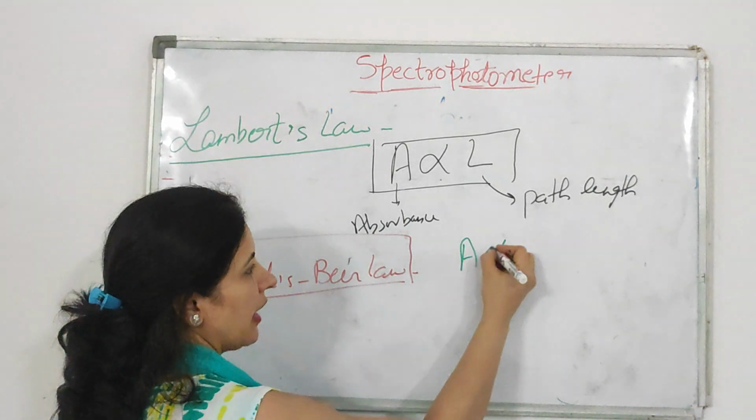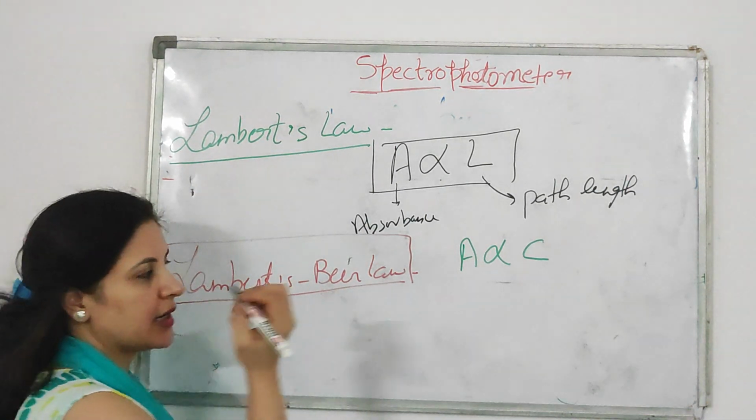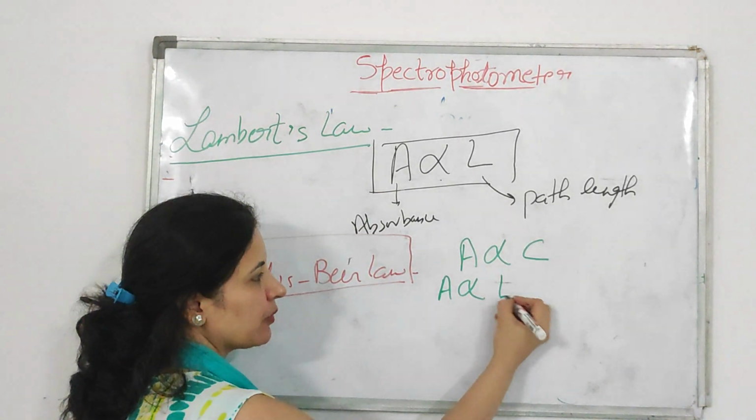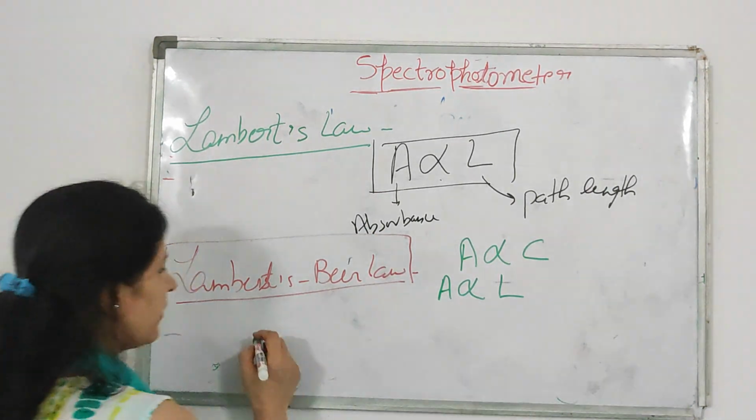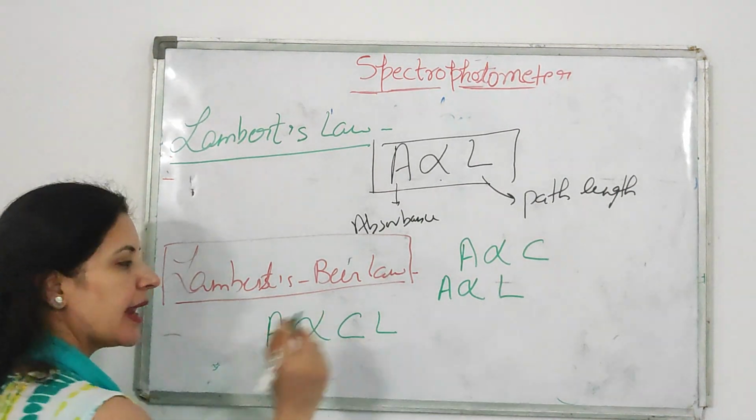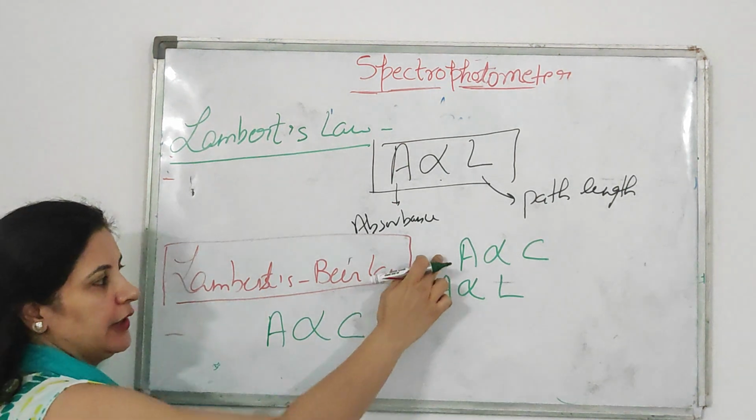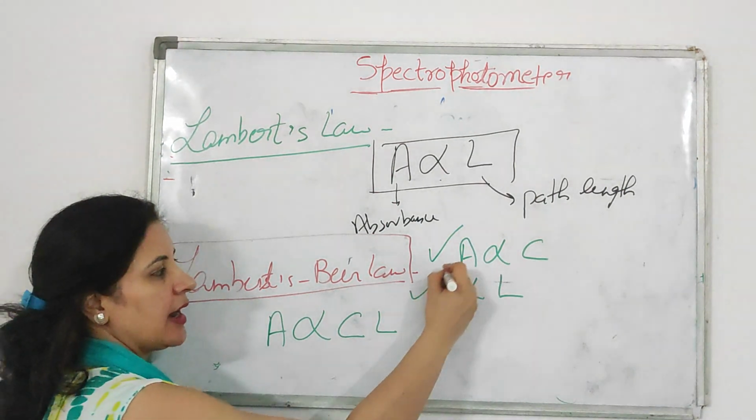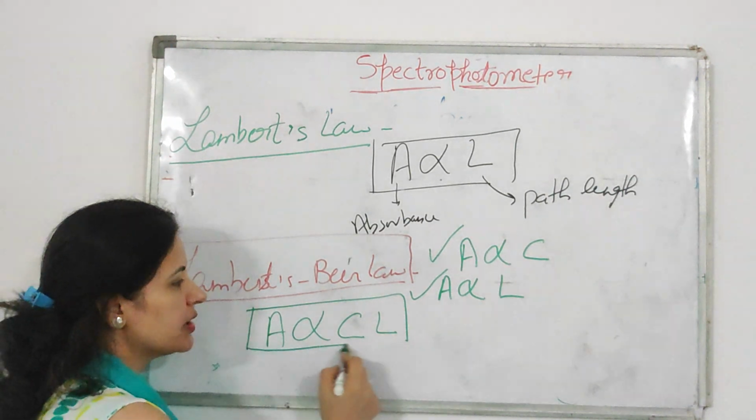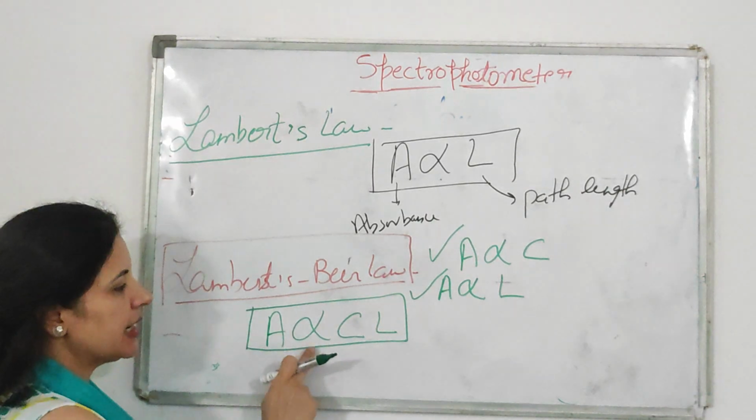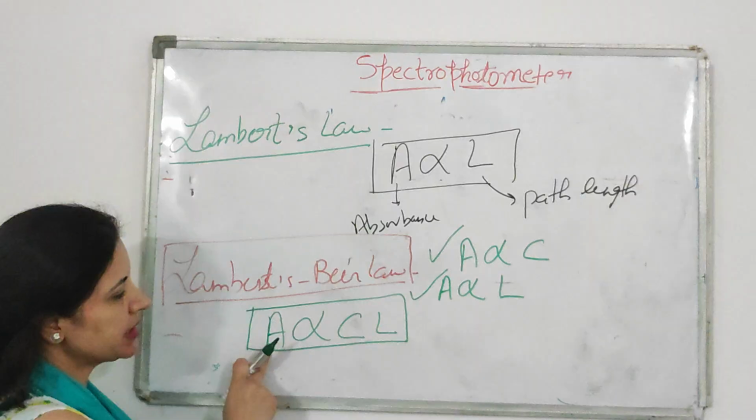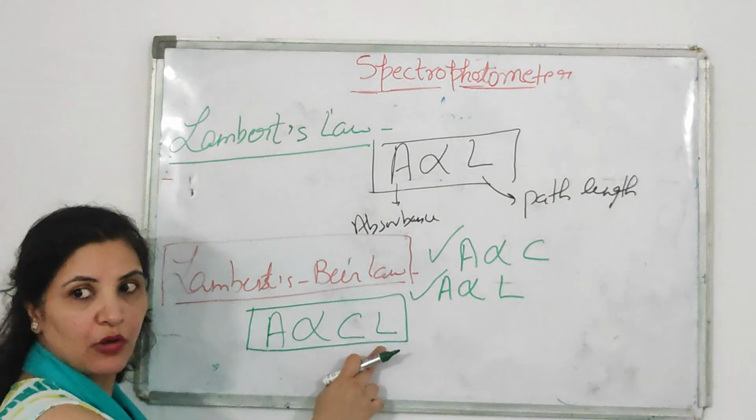Beer's law states that absorbance is directly proportional to concentration, and Lambert's law says absorbance is directly proportional to path length. When you combine them, A is directly proportional to C and L. Combining Beer's law and Lambert's law, absorbance is directly proportional to the concentration of that substance and also to its path length.